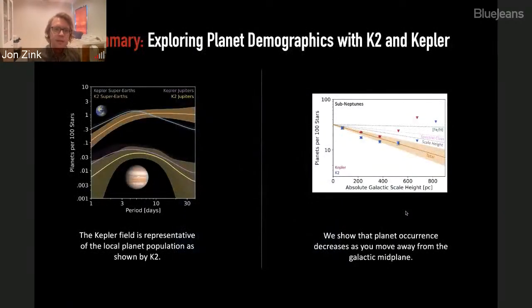And so, just to summarize my two big results, the first is that the Kepler field and the K2 field are rather similar. So we can use both of these populations together to get more refined results. It also tells us that the Kepler field was really representative, which is great. And the second big thing is that planet occurrence seems to decrease as we move away from the galactic midplane, indicating that the galaxy itself is somehow impacting planet formation and or occurrence over time. So with that, I will conclude and take any questions.